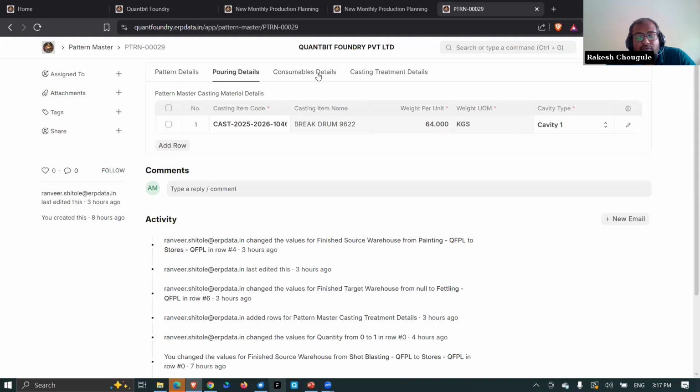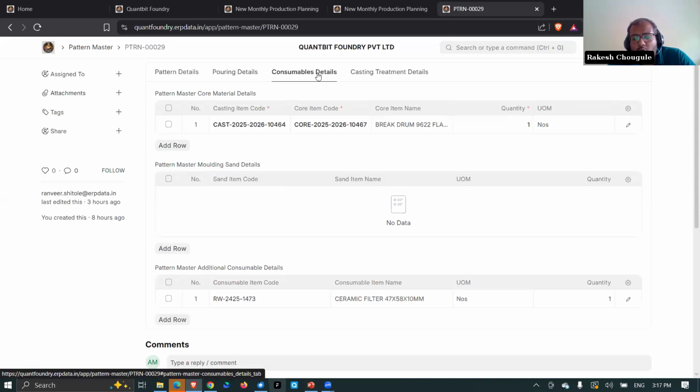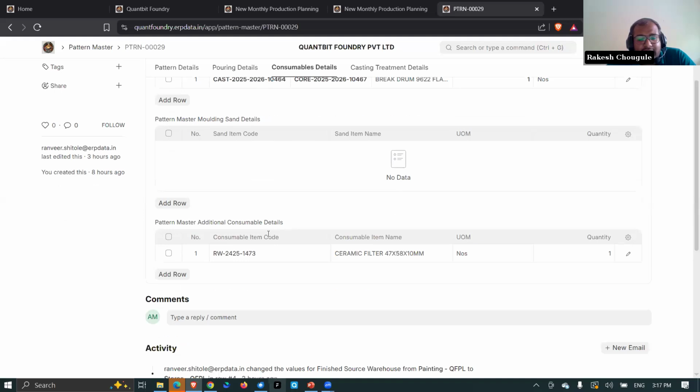After that, what we consume during production, like core, mold, or other consumables, we add in the consumable tab. Here you can see there is a core which is consumed in the manufacturing process. So there is a core, standard quantity one, required for each casting produced. If there is a mold, then we can add the mold also here. And if there are other additional consumables, we can add all the consumables and their standard quantities. Accordingly, we can compare it with the actual.